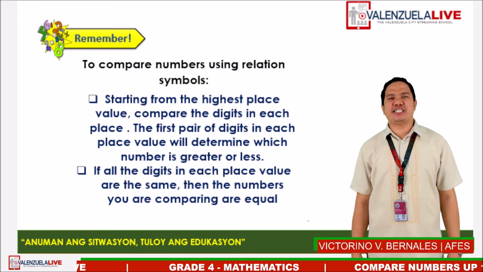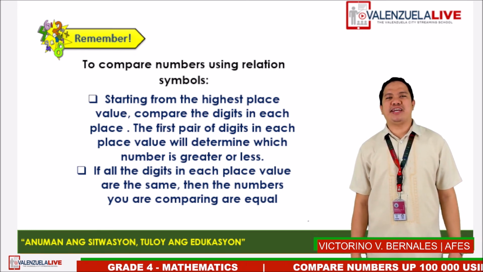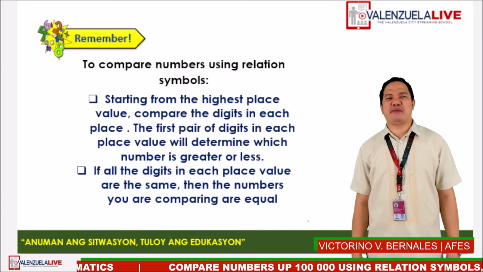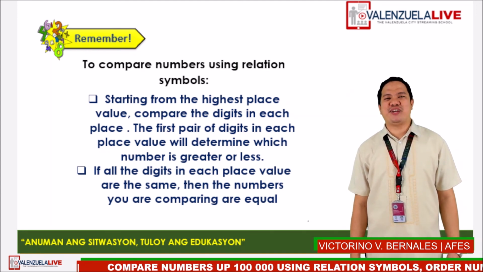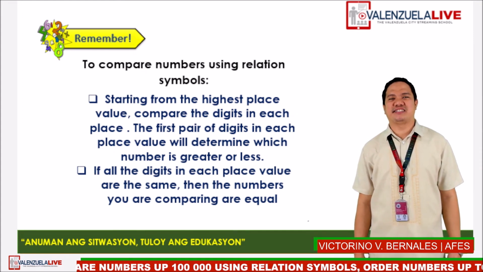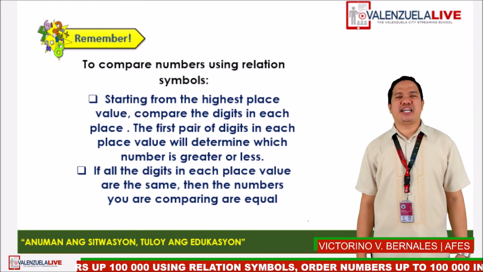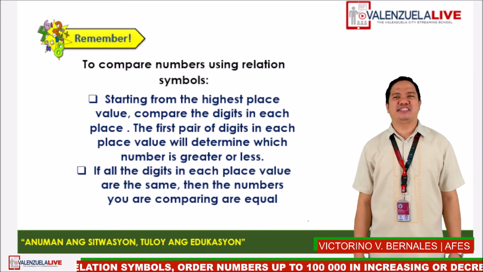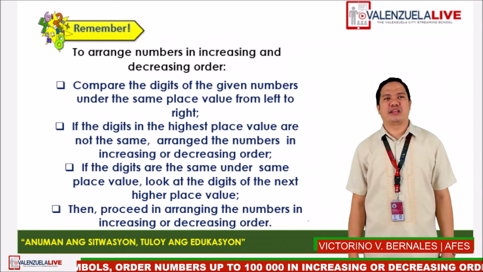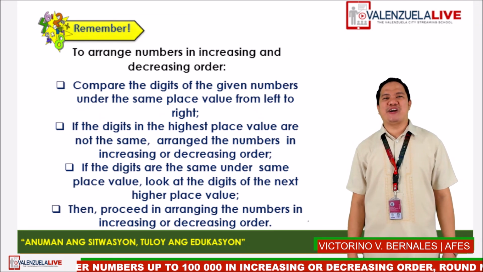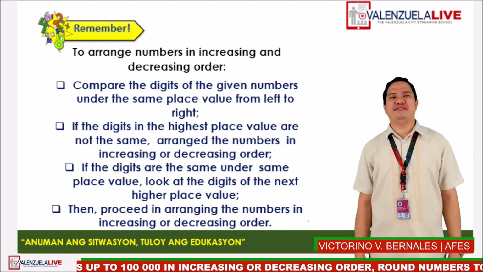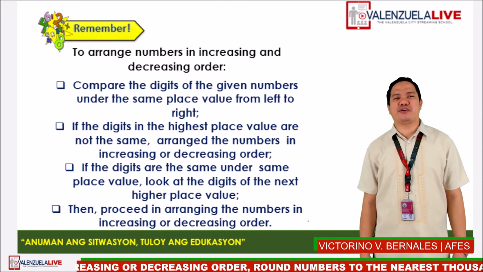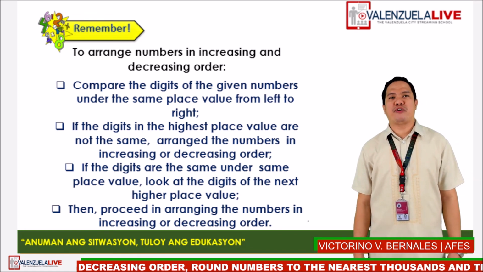Starting from the highest place value, compare the digits in each place. The first pair of digits in each place value will determine which number is greater or less. If all digits in each place value are the same, then the numbers you are comparing are equal. To arrange numbers in increasing and decreasing order, we have to compare the digits of the given numbers under the same place value from left to right.